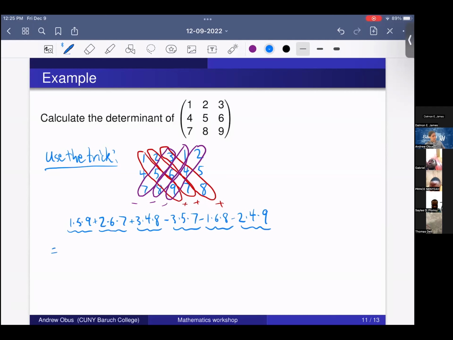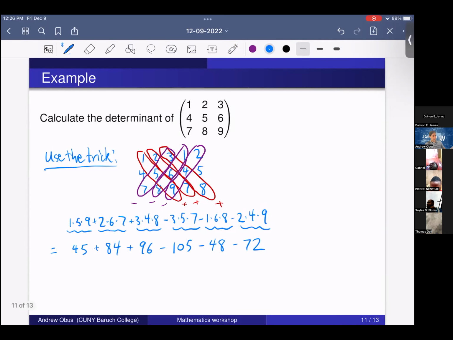So 1 times 5 times 9 is 45. 2 times 6 times 7, that's 42 times 2, that's 84. 3 times 4 times 8, that's 3 times 32, which is 96. Then minus 3 times 5 times 7, that's 3 times 35, which is 105. So minus 105. 1 times 6 times 8 is 48. And 2 times 4 times 9 is 2 times 36, so that's 72. Okay, and so let's see what we get here.